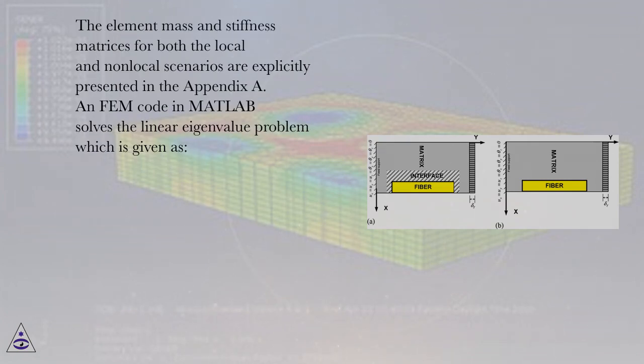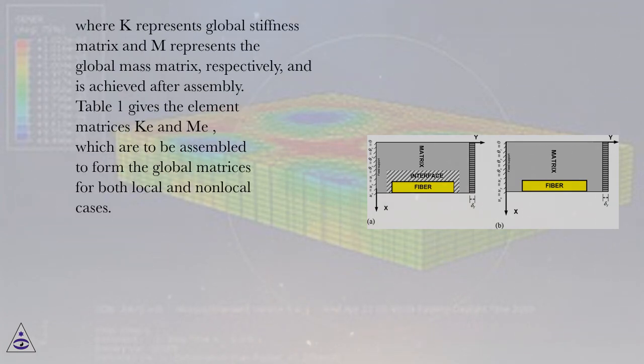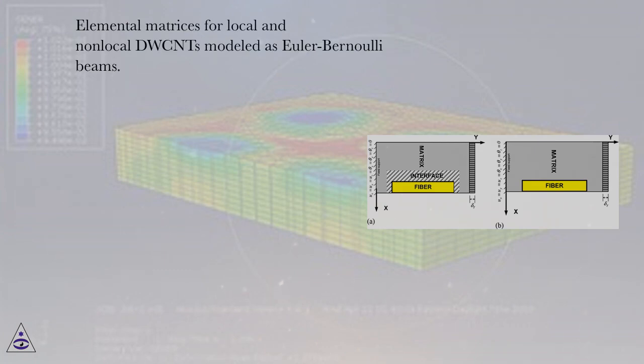The element mass and stiffness matrices for both the local and non-local scenarios are explicitly presented in the Appendix A. And FEM code in MATLAB solves the linear eigenvalue problem, which is given as, where K represents global stiffness matrix and M represents the global mass matrix, respectively, and is achieved after assembly. Table 1 gives the element matrices K and M, which are to be assembled to form the global matrices for both local and non-local cases. Elemental matrices for local and non-local DWCNTs modeled as Euler-Bernoulli beams.